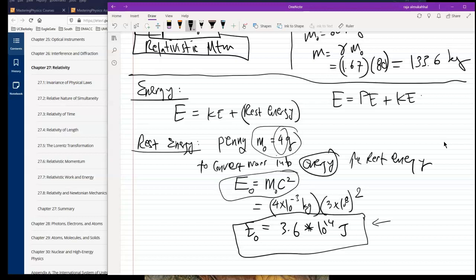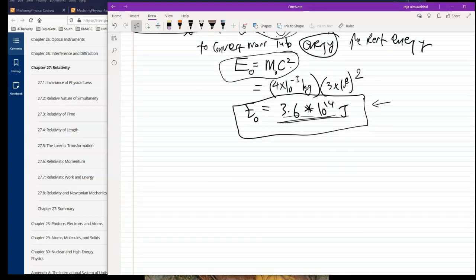All you need to do is take the rest mass, not relativistic mass. If it's relativistic mass, it becomes relativistic energy. We'll come back to it in a second. But this is the rest energy. So for the rest energy, you take the rest mass, you multiply by c squared, and you will get the rest energy. Got it? Good. All right.